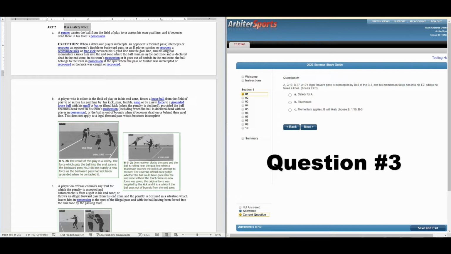And the same is true for a kick. If the ball is kicked, the receiving team catches the ball in between the 5 and the goal line, and the momentum of the catch carries the player into the end zone, then the ball will be placed where he caught it. Now, if he runs into the end zone on his own volition, all bets are off, okay? But in this case, it was the momentum that carried him in, so our answer is C.